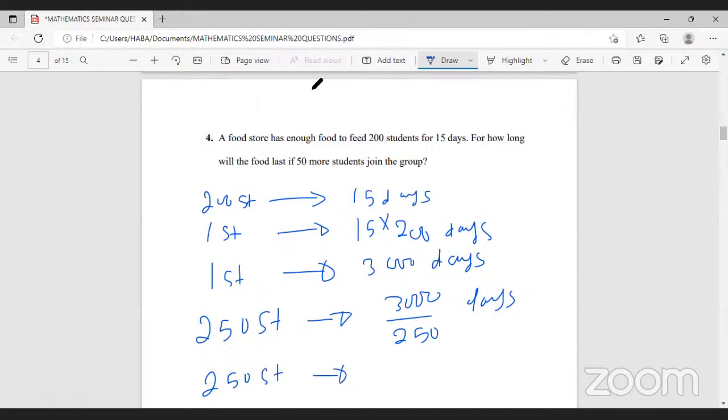Okay. 12 from the chat. Okay. So it would take 12 days. So this simply means that if we added 50 more students, the food will be enough for only 12 days.